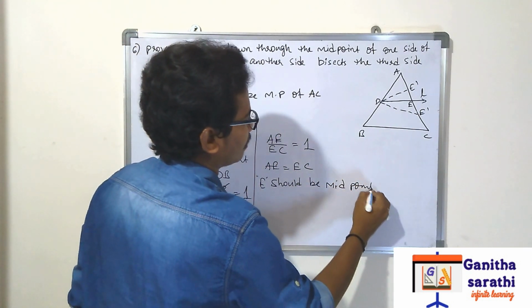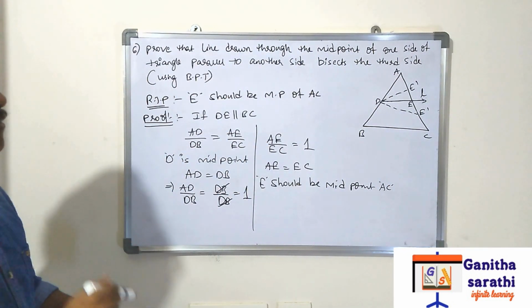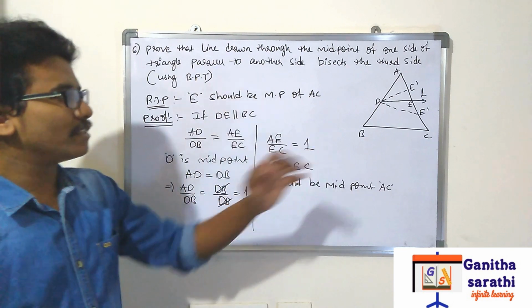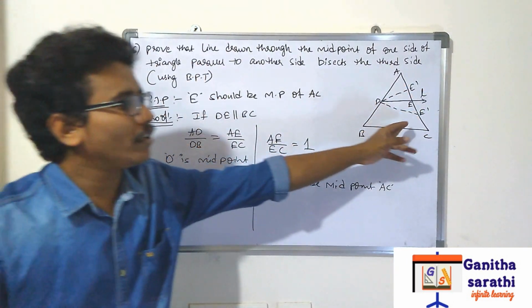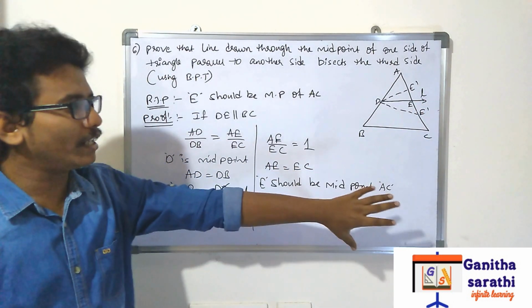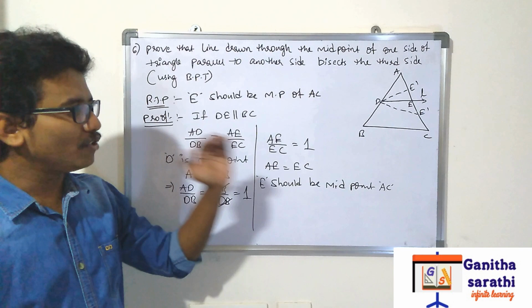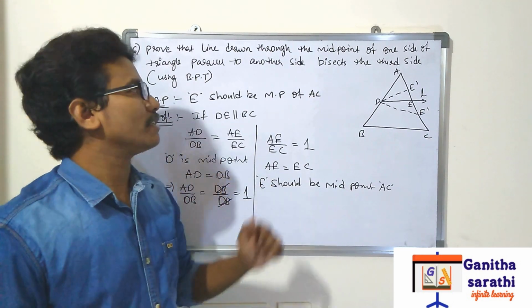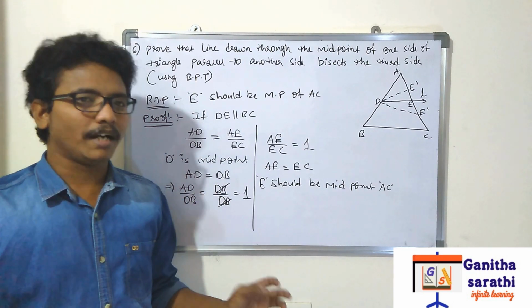Midpoint of AC. Only when E is the midpoint of AC can we say that it bisects the third side. Okay, if E dash is the midpoint, we can't say it bisects. Here also, if E dash is the midpoint, we can't say. Definitely E should be in this place only, not here or here. So E should be the midpoint of AC. So these are the problems which are related to the basic proportionality theorem.